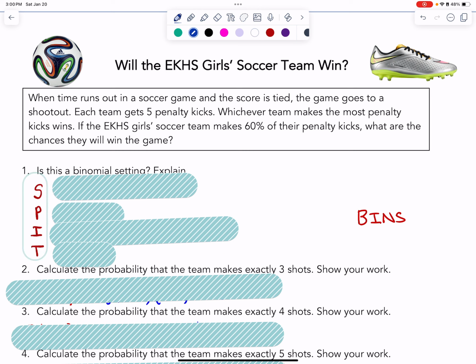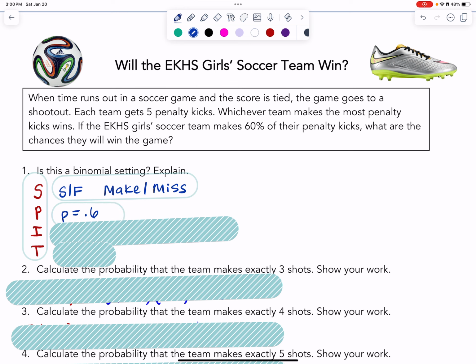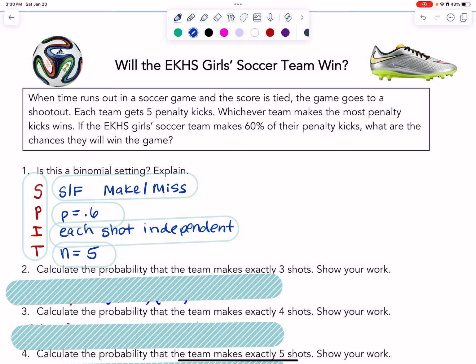So the first thing we're going to try is our acronym of SPIT. Yes, you'll see that this one, BINS, is another acronym that means the same thing. Another publisher uses it. This is the one I use, though, and that's what we're going to be using in this class. S is success, failure, make or miss. P is probability, which is 0.6. I is independent, each shot's independent, and N is 5 shots. So yes, this is absolutely binomial.